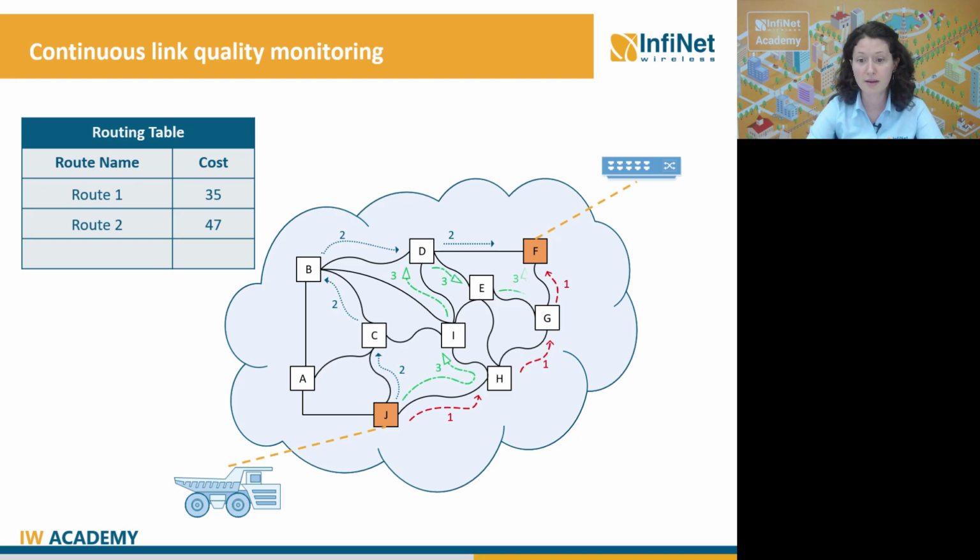The last path is through nodes I, D, E, G, and it has the highest Mint cost of 51. Since the first path through nodes I and E has the lowest cost, it will be selected to send the frames from J to F, as you can see in the picture.